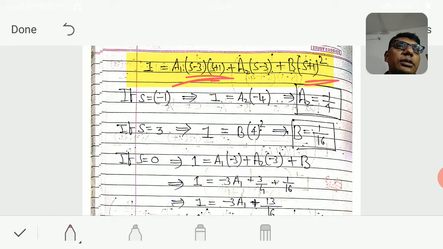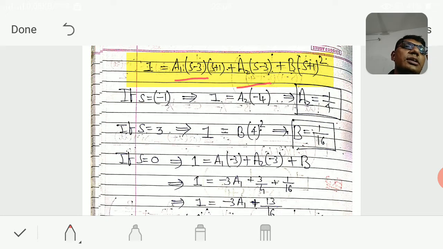If we take s equal to 3, then this part will be 0 and only the b term is remaining. Then left side is 1 and right side is b into 4 square, that is 16b equal to 1, therefore b equal to 1 by 16.